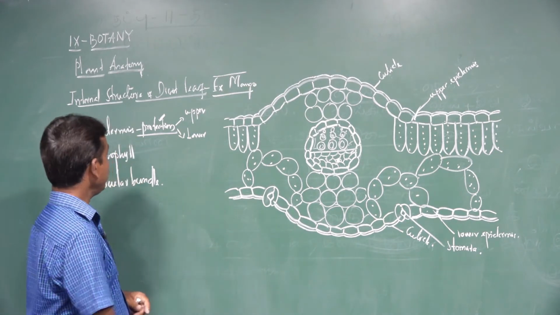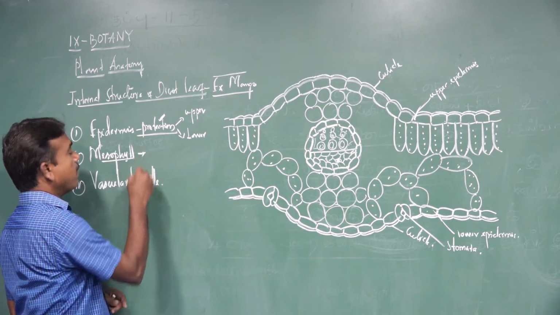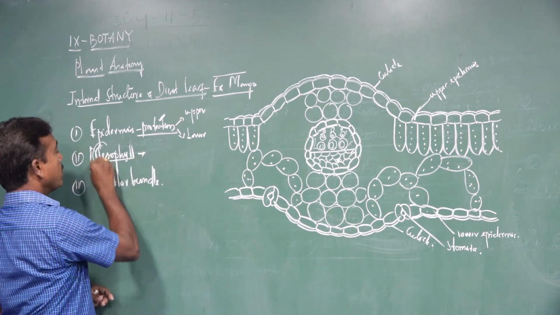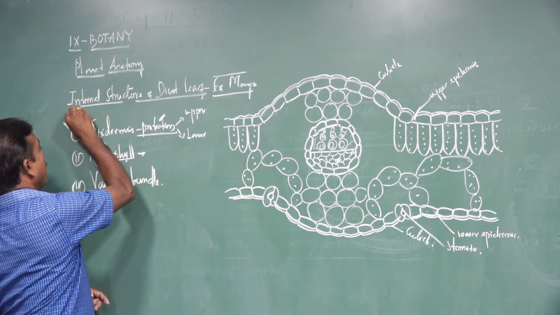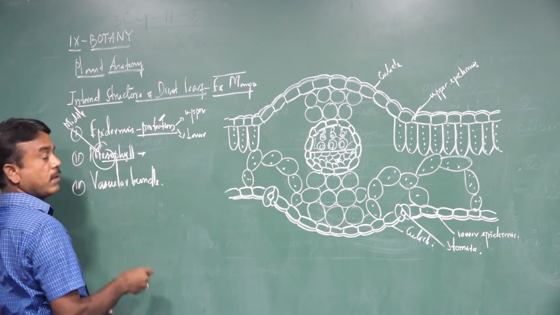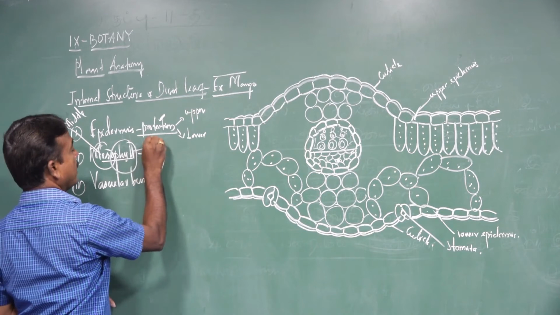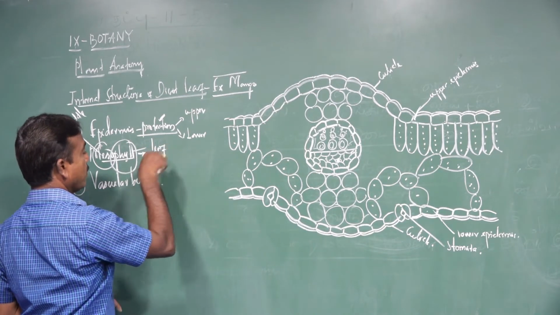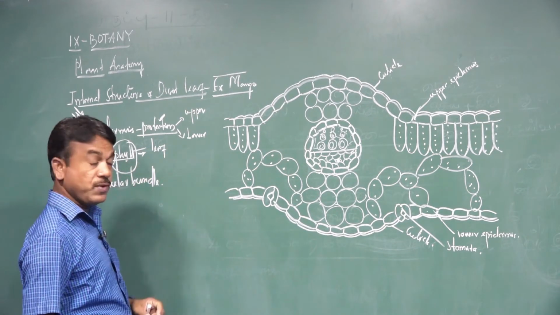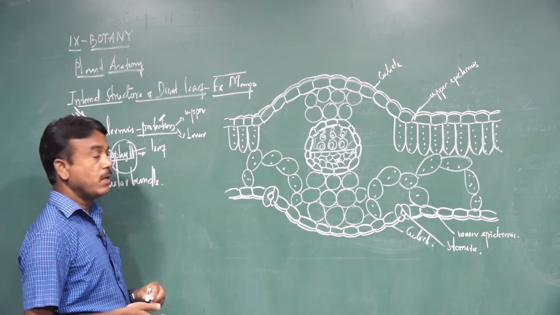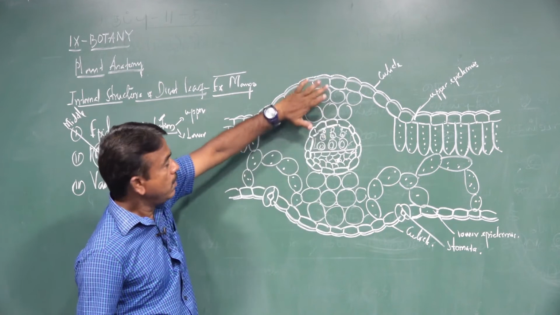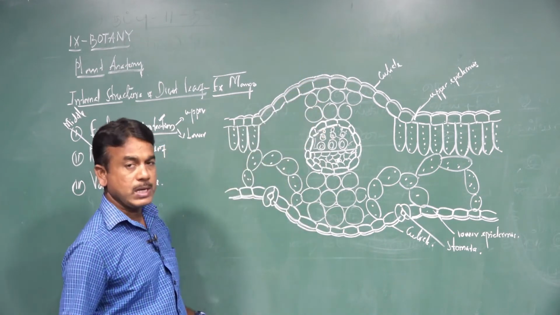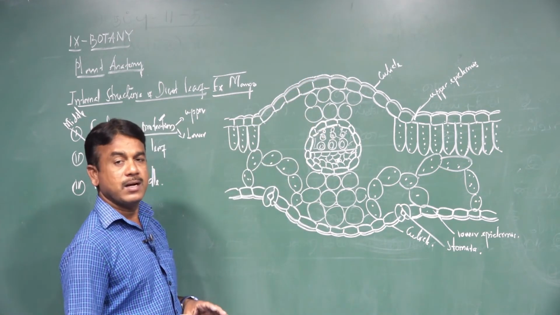Next, what is commonly called the mesophyll? Meso means middle. Phyllum means leaf. So what is the definition of mesophyll? The tissue present between the upper epidermis and lower epidermis is commonly called mesophyll.